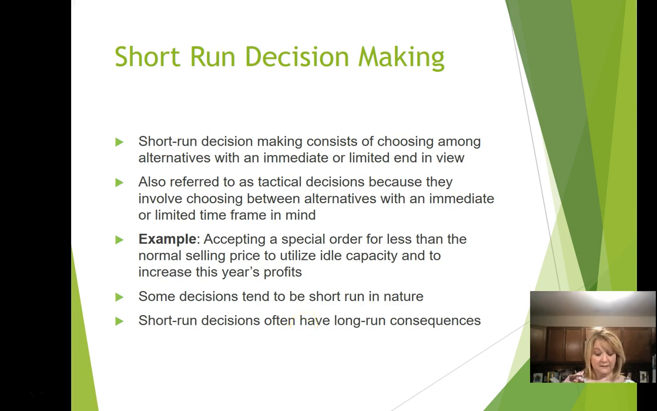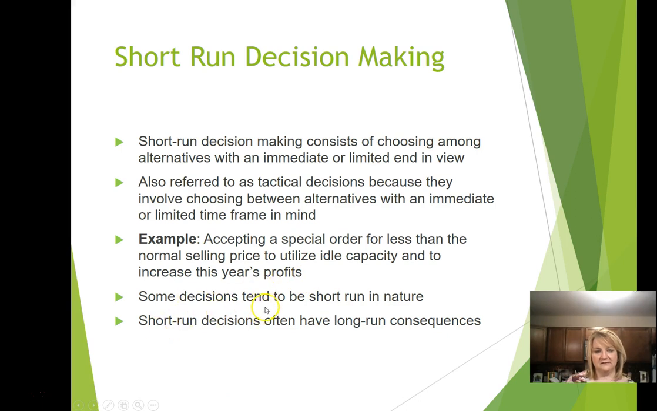Short-run decision making consists of choosing among alternatives with an immediate or limited end in view. They are sometimes referred to as tactical decisions, because they involve choosing between alternatives with an immediate or limited time frame in mind. For example, accepting a special order for less than normal selling price to utilize idle capacity and to increase this year's profit. If you have something you want to get rid of, idle capacity, or if you want to do a year-end sale to increase this year's profits, that is short-run decision making.